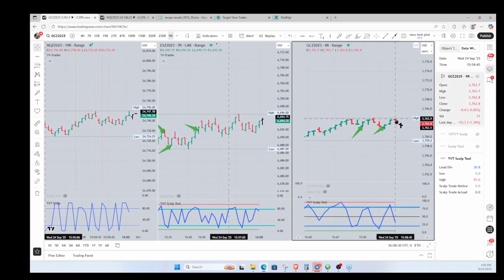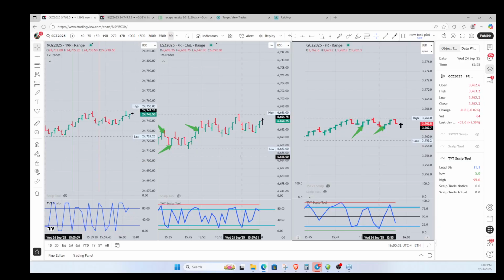So I should have taken another short right here on the gold a minute ago. I should have taken a long right here on the ES a minute ago. So I'm working on it and make it easier for you. You'll see. It'll be easier.